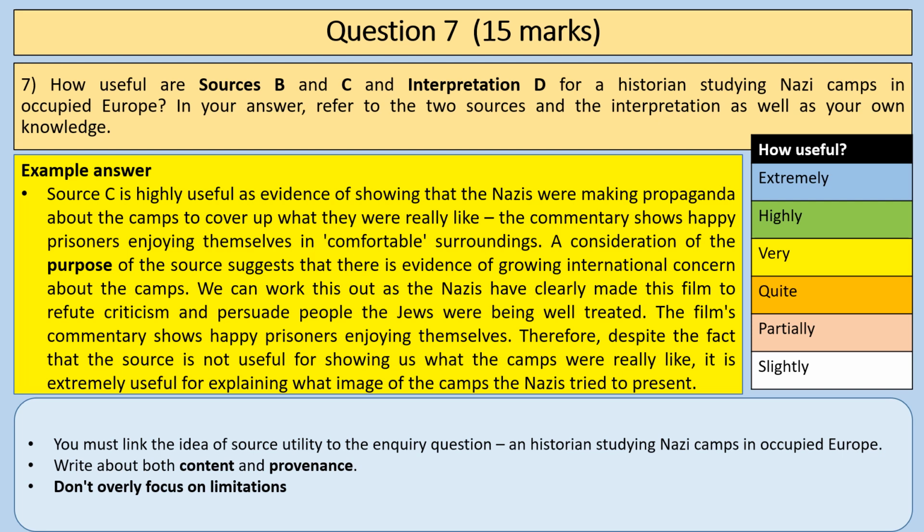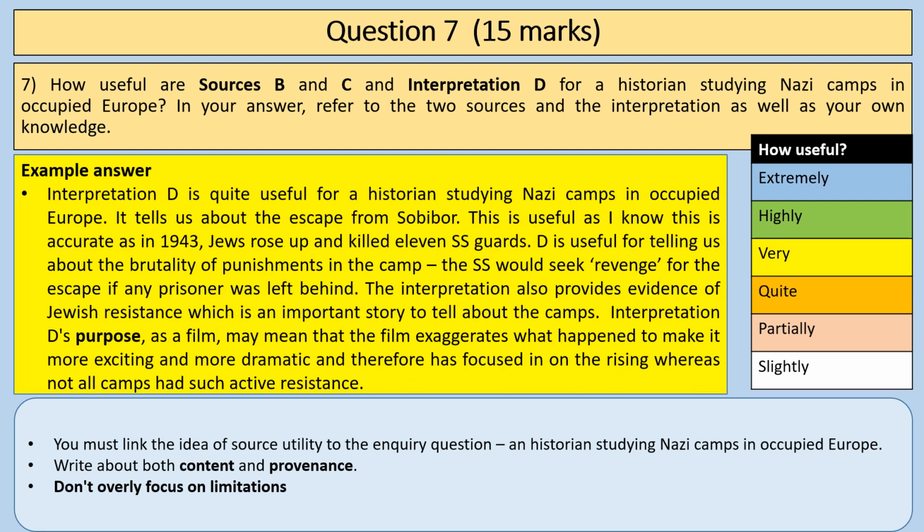Then finally, interpretation D is quite useful for a historian studying Nazi camps in occupied Europe. It tells us about the escape from Sobibor. This is useful as I know this is accurate, as in 1943 Jews rose up and killed 11 SS guards. D is useful for telling us about the brutality of punishments in the camp. The SS would seek revenge for the escape if any prisoner was left behind. The interpretation also provides evidence of Jewish resistance, which is an important story to tell about the camps.